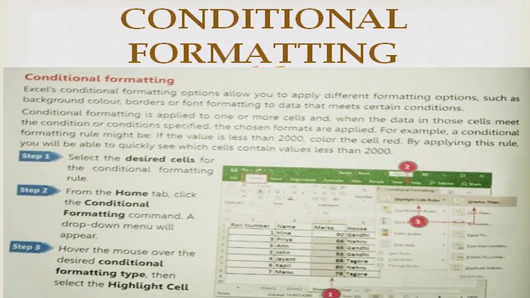Let us have a detailed look at the video. There are some steps. First we need to select the cells, then click on the conditional formatting option, then it will show a dialog box, and we need to select the remaining options. Let us look at a video.